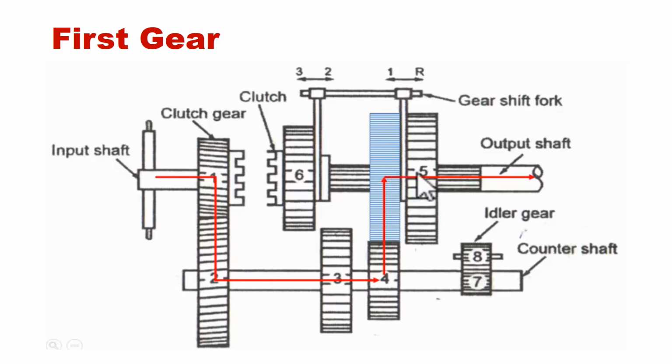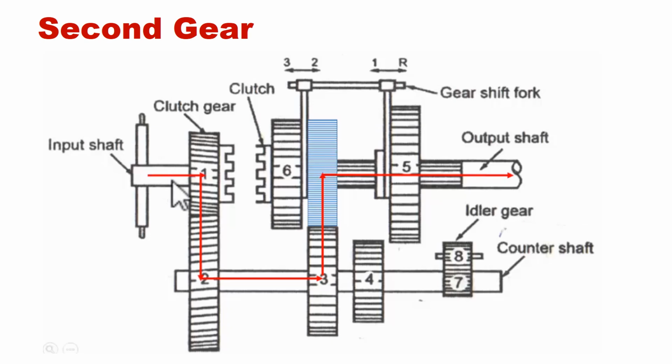So in first gear, it rotates at very low speed and high torque. The output speed is very low, but the torque is very high. Now the second gear.